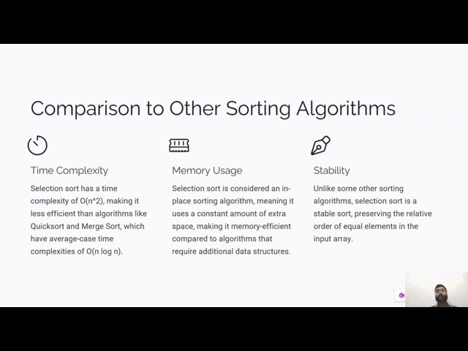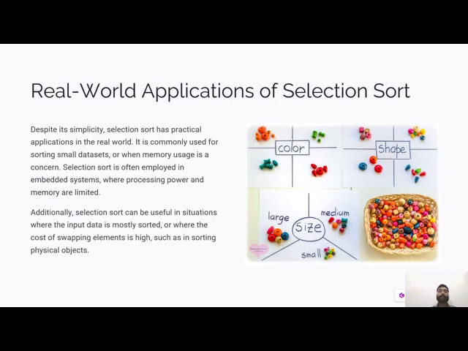Second one, memory usage. Selection sort is considered an in-place sorting algorithm, meaning it uses a constant amount of extra space, making it memory efficient compared to algorithms that require additional data structures. Third one, stability. Unlike some other sorting algorithms, selection sort is a stable sort, preserving the relative order of equal elements in the input array.